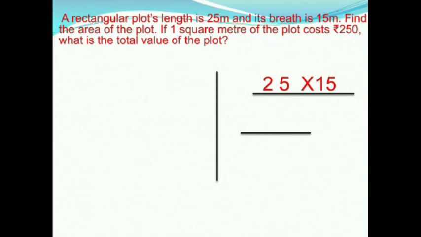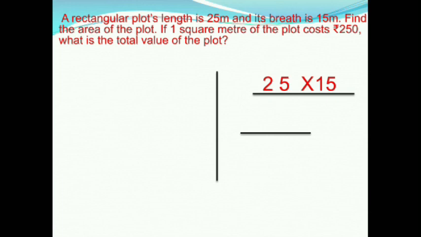A rectangular float's length is 25 meter and its breadth is 15 meter. Find the area of the float. If 1 square meter of the float costs 250 rupees, what is the total value of the float? First we should find out the area of this rectangular float.